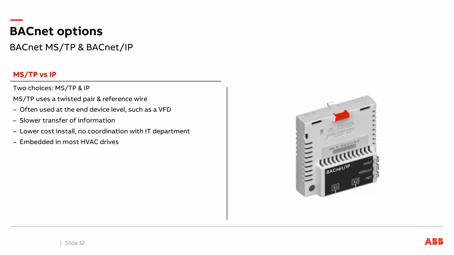One is considered a twisted pair. In the case of a drive or an isolated device, it's a twisted pair and reference wire. Typically, it's shielded. That is your MSTP, Master Slave Token Passing, is what MSTP stands for. MSTP is usually used at the end device level, so VFDs, a really smart sensor, those types of things, something where there's good information there, but it's not critical that that information is provided incredibly fast or a large amount of that information. MSTP is inherently a little bit slower in how it can transfer that information compared to IP. MSTP is definitely a lower cost to install, and doesn't have any coordination required with the IT department.